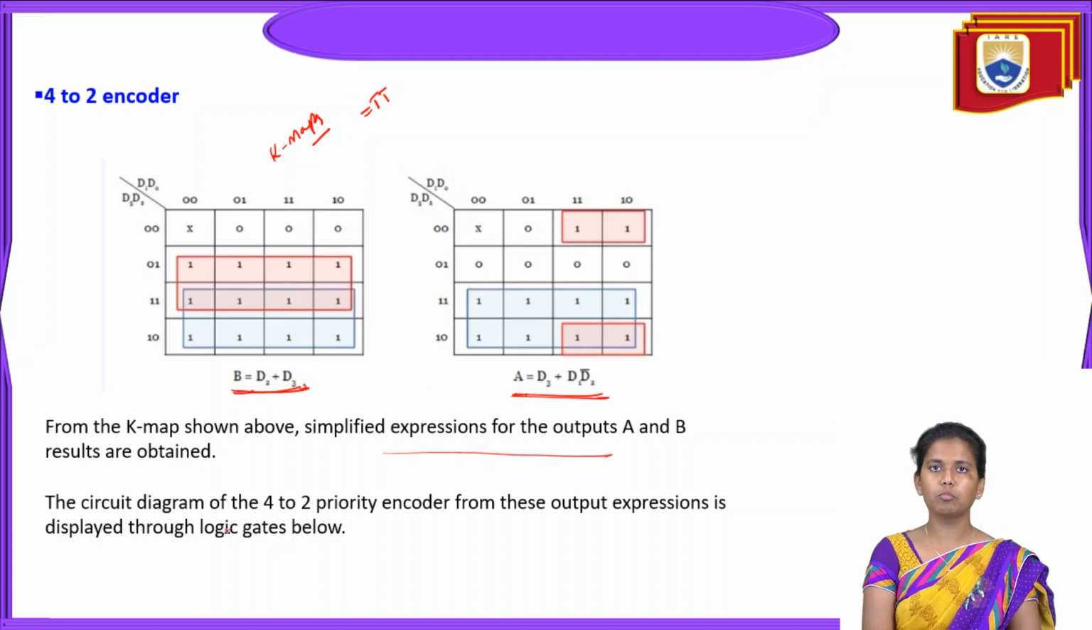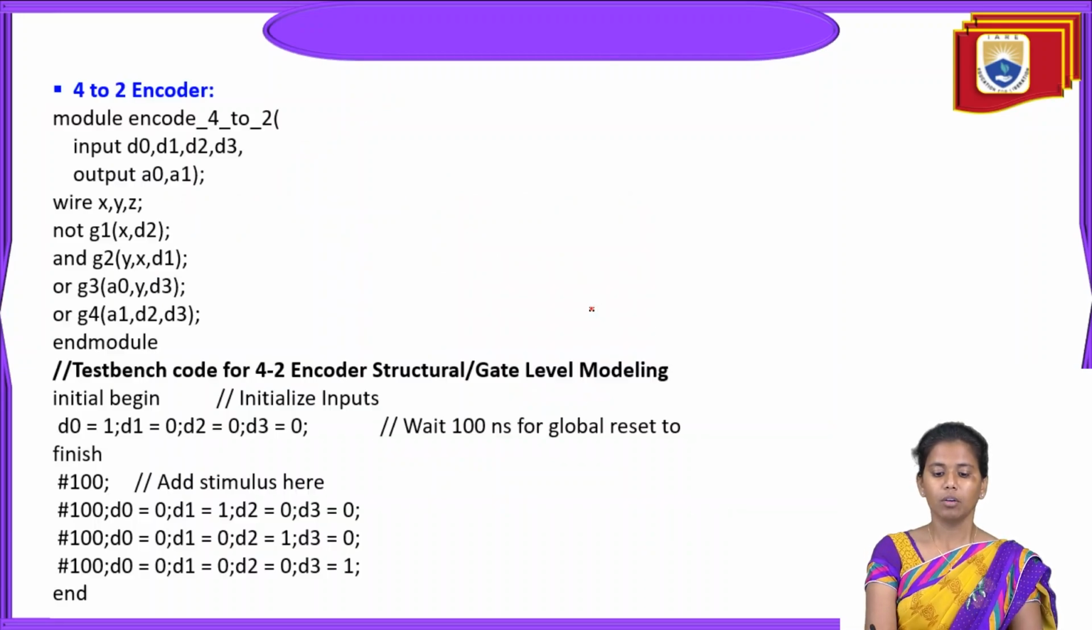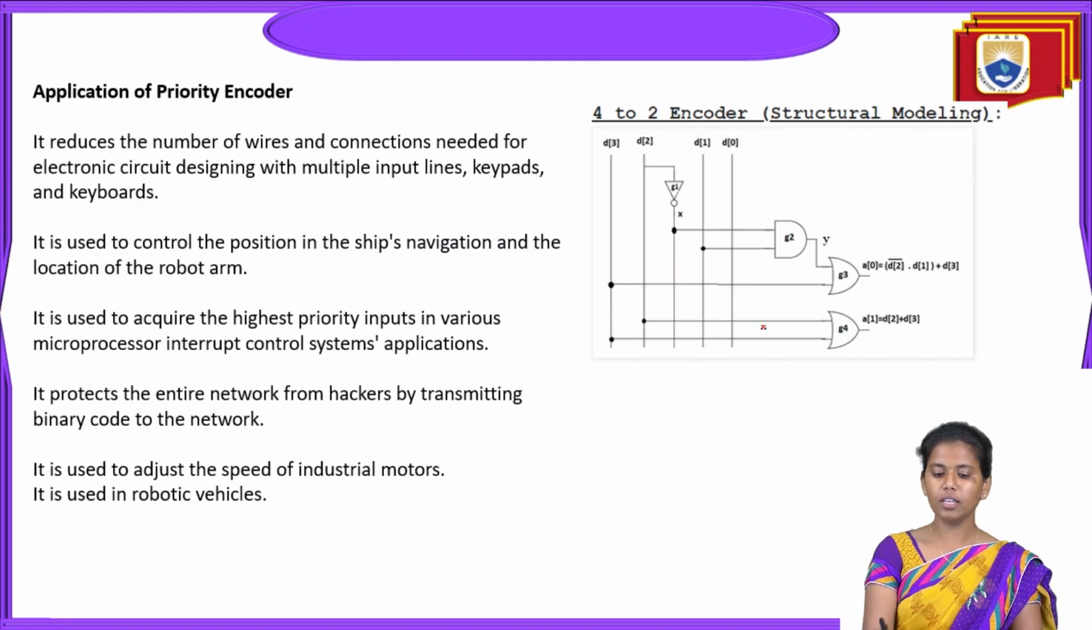Then the circuit diagram of the 4x2 priority encoder. The output expressions are displayed through logical gates below. So from these Karnaugh maps, we can easily draw the circuit diagram. This is the circuit diagram obtained from the expressions from the K maps.